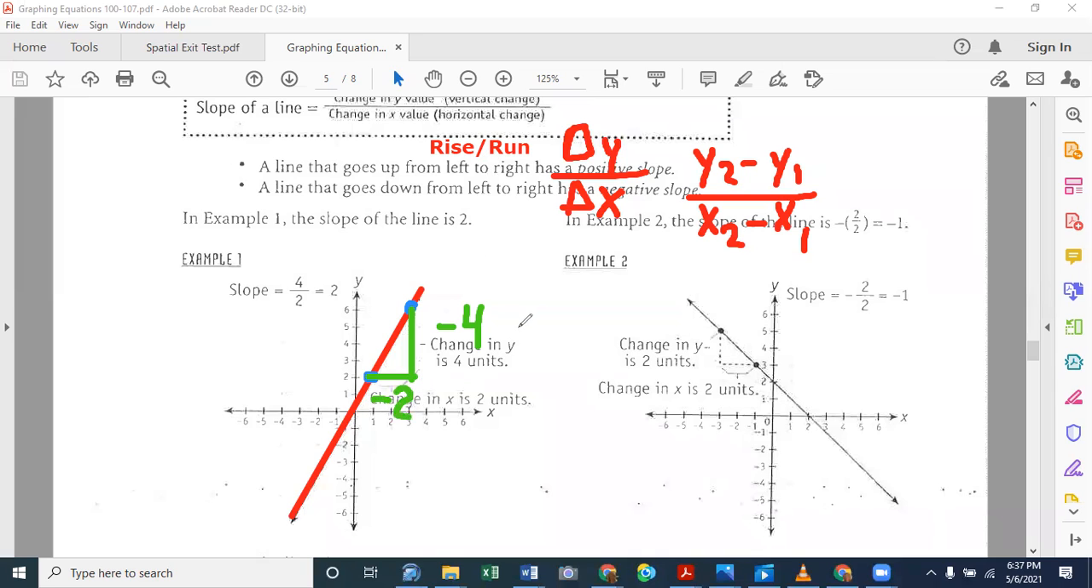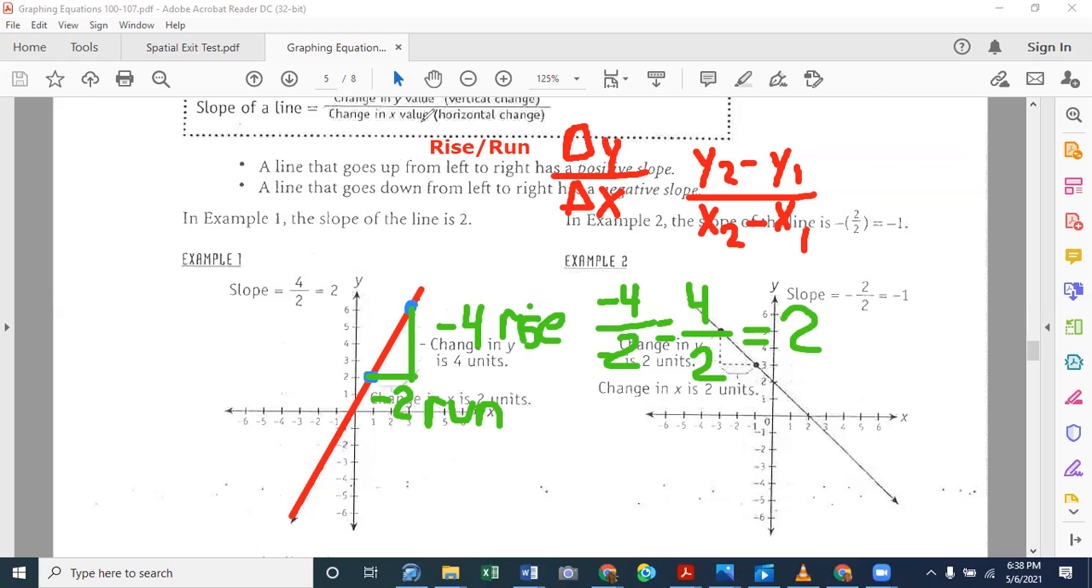Now rise over run. This is your rise. And this is your run. Run is always the horizontal and rise is always the vertical. So it would be -4 over -2, and that would equal, the two negatives cross off, 4 over 2, and then you divide 4 by 2, and you get 2. So this line has a steepness, a slope of 2.